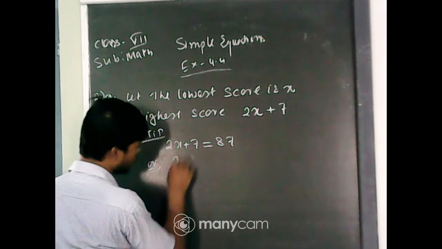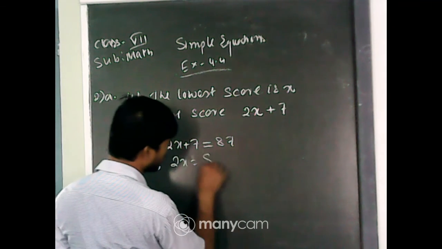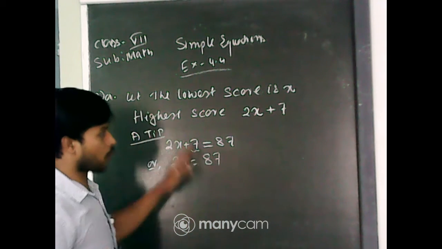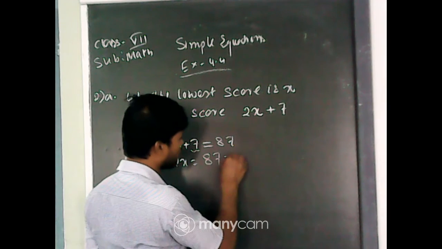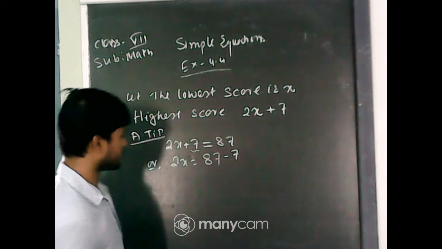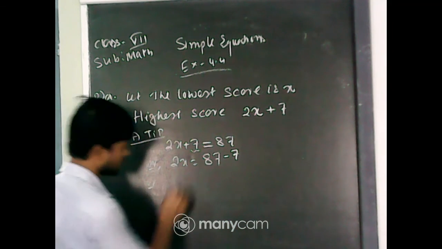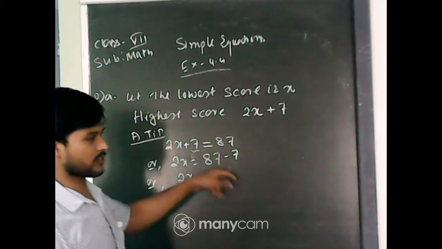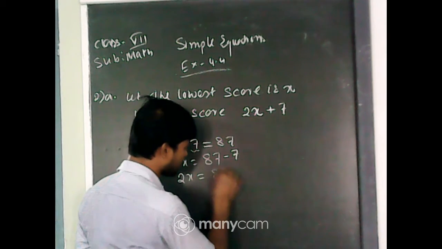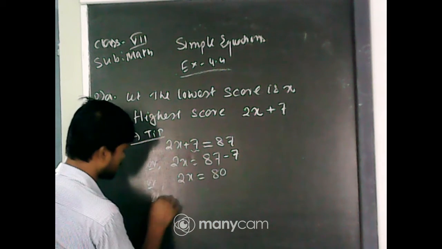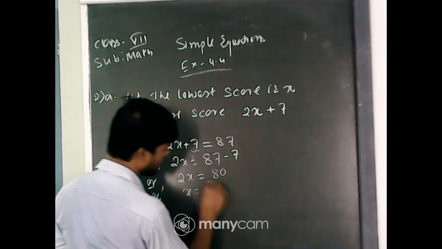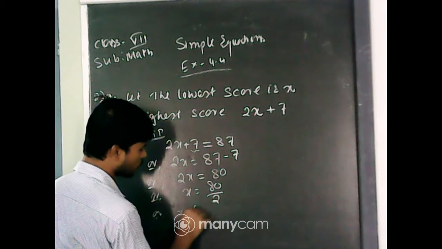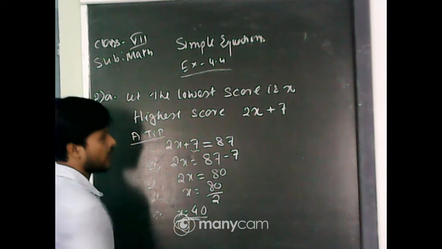So 2x will be equal to 87, and when we shift this 7 from the left hand side to the right hand side, it will be minus 7. That means 2x is equal to 87 minus 7, that is obviously 80. That means x will be equal to 80 by 2. That means x equal to 40.